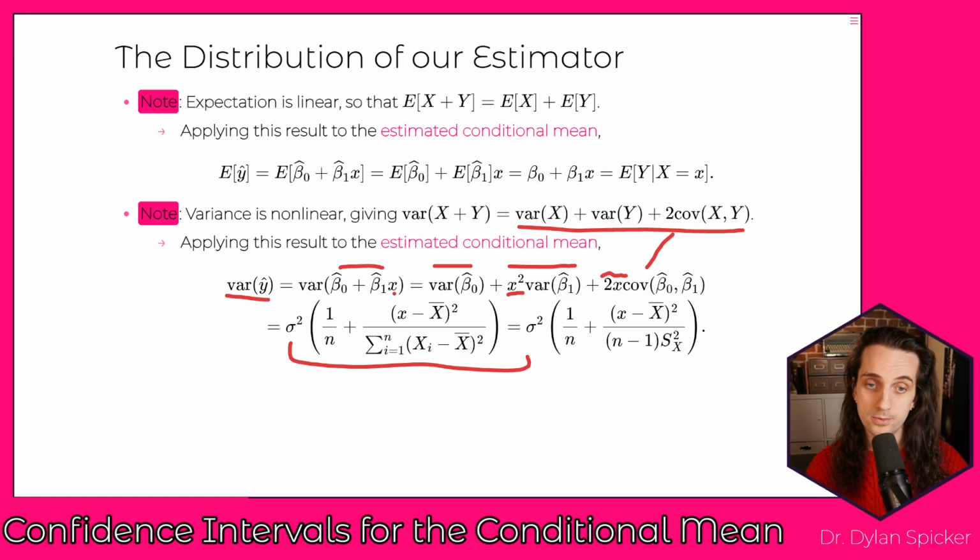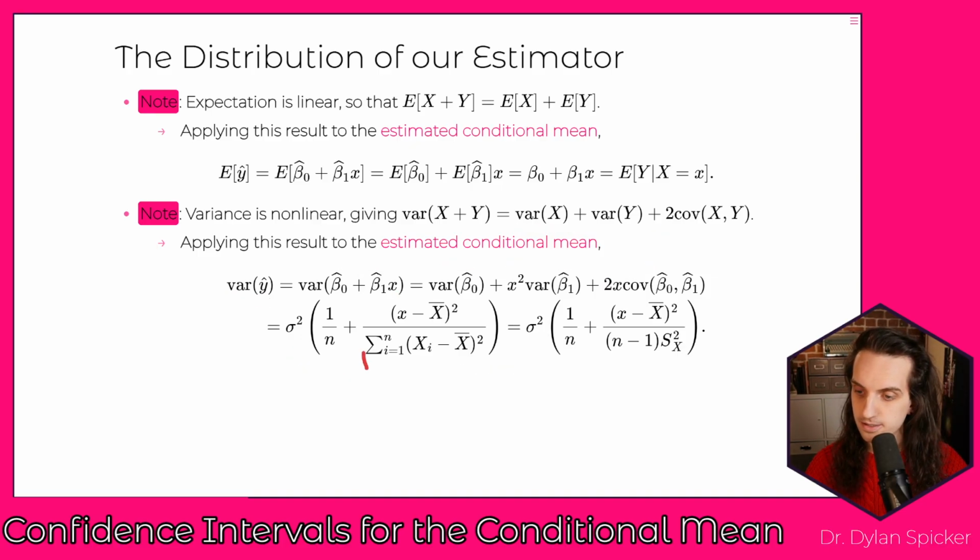Okay, and one way that we can actually rewrite this is if we note that this denominator here is simply n minus 1 times the sample variance of x, then we can rewrite this in this sort of more compact form here. And so what we're saying is that the expected value is always going to be the true expected value, and the variance is going to be given to us by this form.